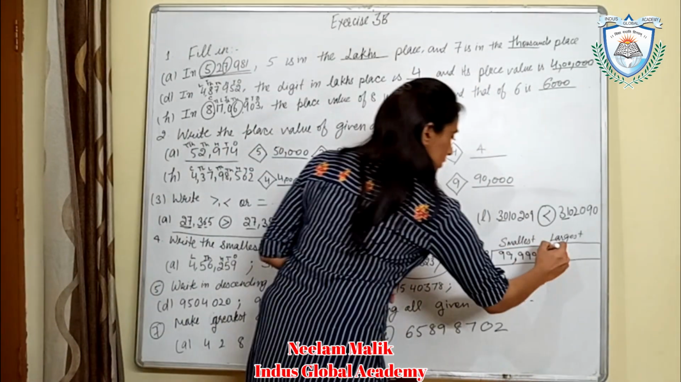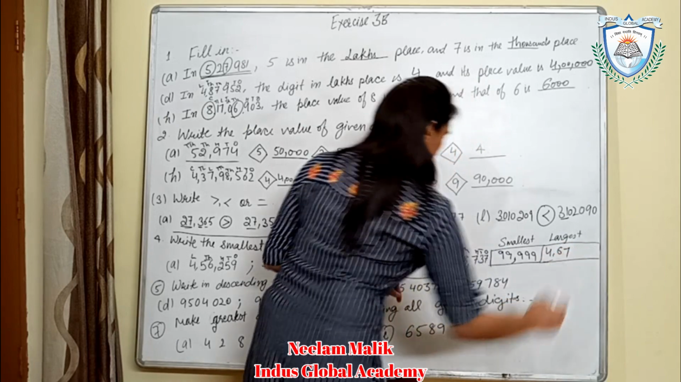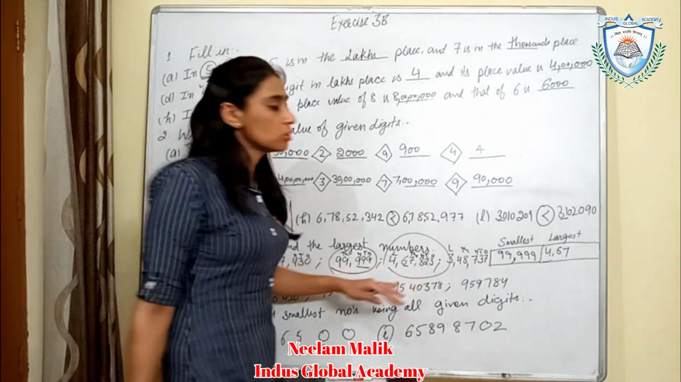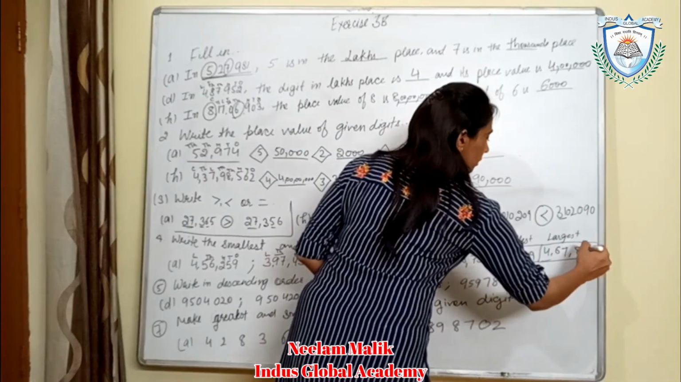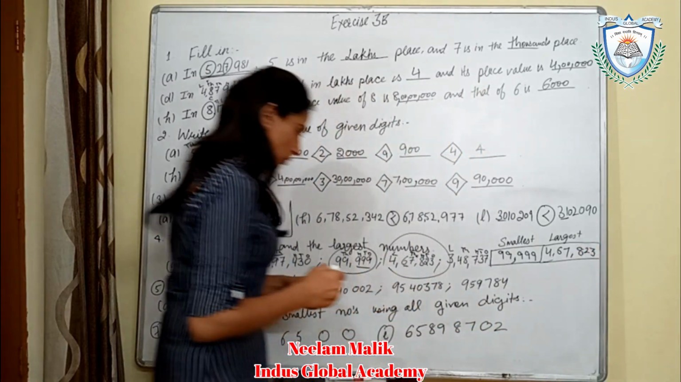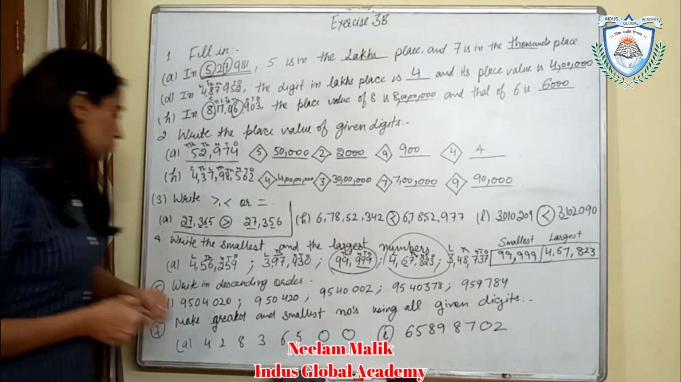4,67,000. What is this? 4,67,823. Okay, 823. So this is our question number 4.